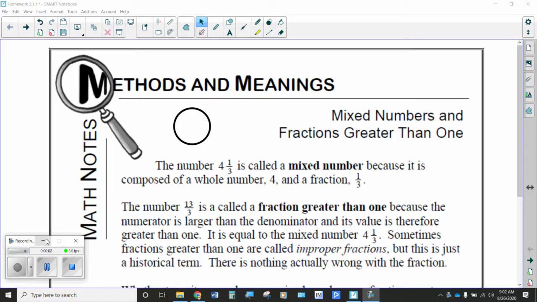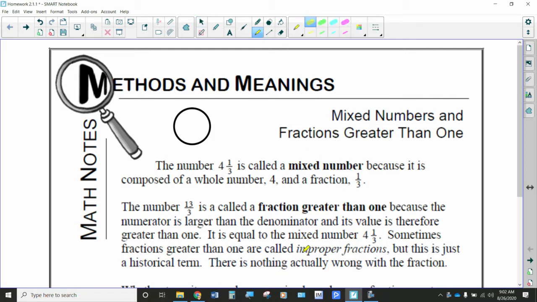Alrighty, let's take a look at our homework from yesterday. First, we got our M&Ms, the math notes for mixed numbers and fractions greater than 1, which they're starting to rename that instead of improper fractions. Call them whatever you want. Improper fractions are fractions where the numerator is greater than the denominator.